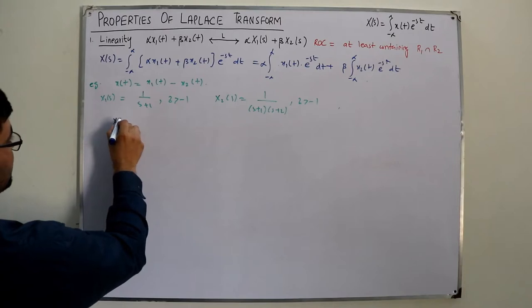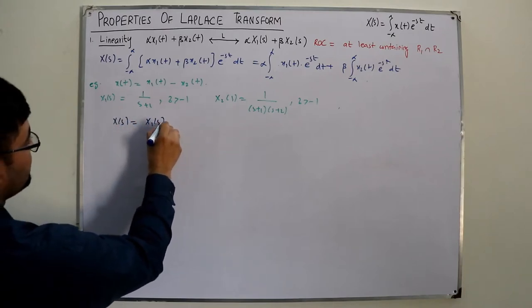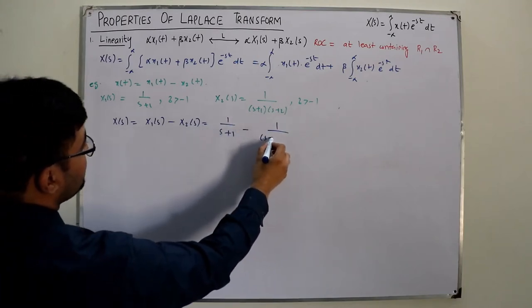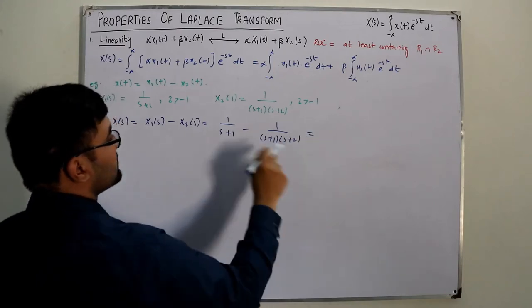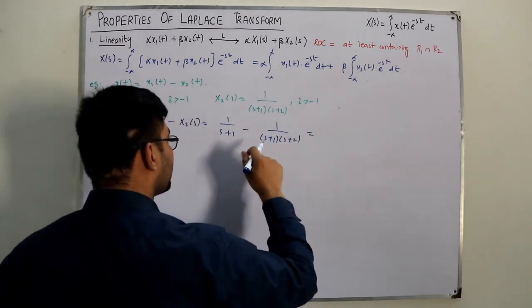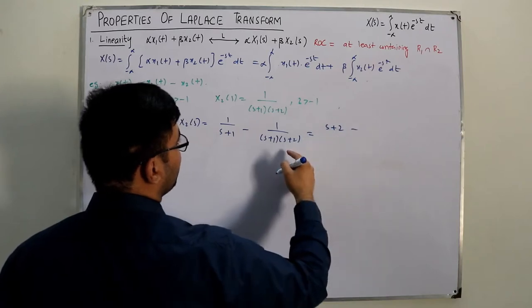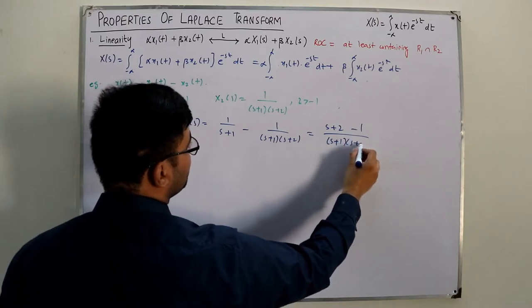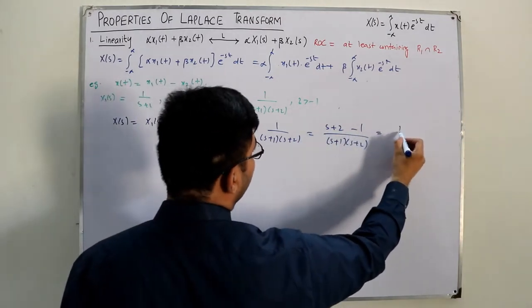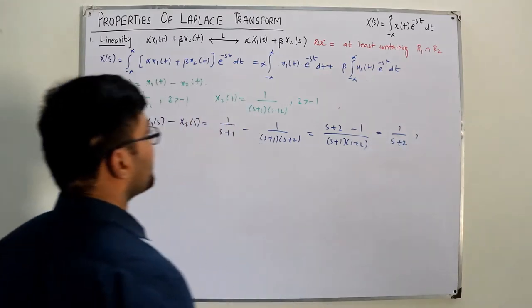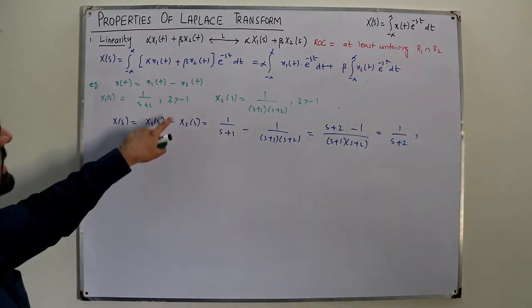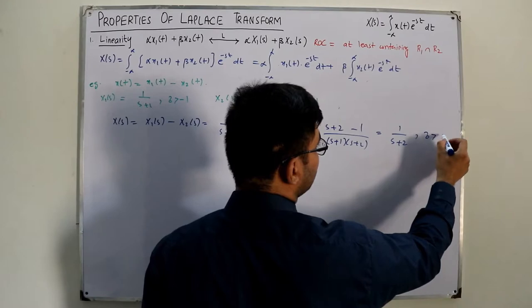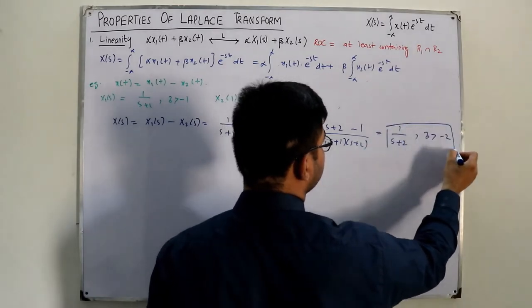your x of s would be x1 of s minus x2 of s, which would be 1 upon s plus 1 minus 1 upon s plus 1 into s plus 2, and this would come out to be s plus 2 minus 1 divided by s plus 1 into s plus 2. S plus 1 would cancel out and you would get 1 upon s plus 2. For this, now have a look. The first is a right-sided signal. The second is a right-sided signal. So the overall signal would be a right-sided signal. Sigma greater than minus 2. So you just keep this in mind.